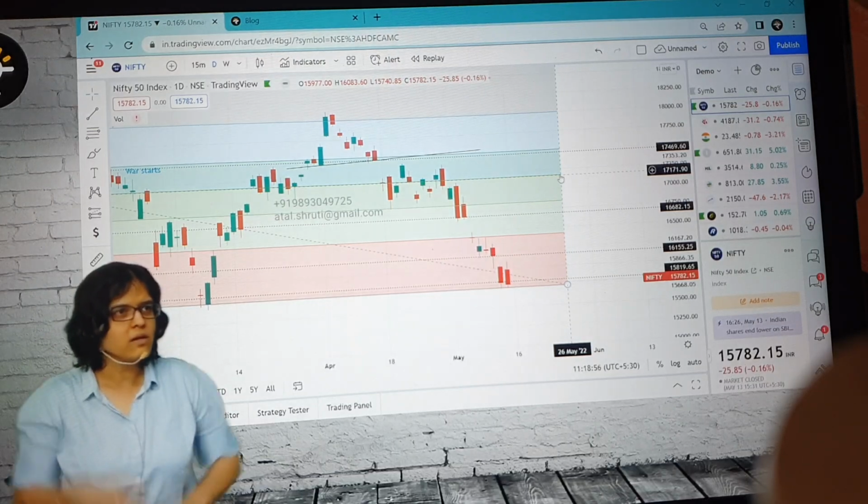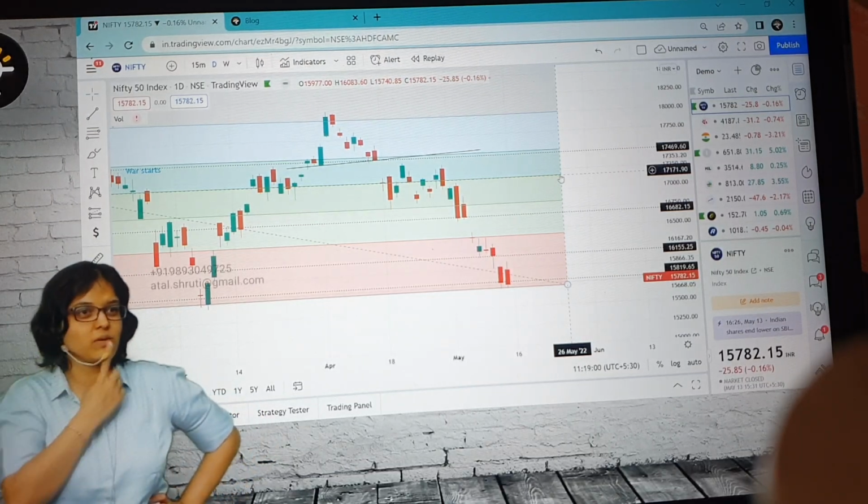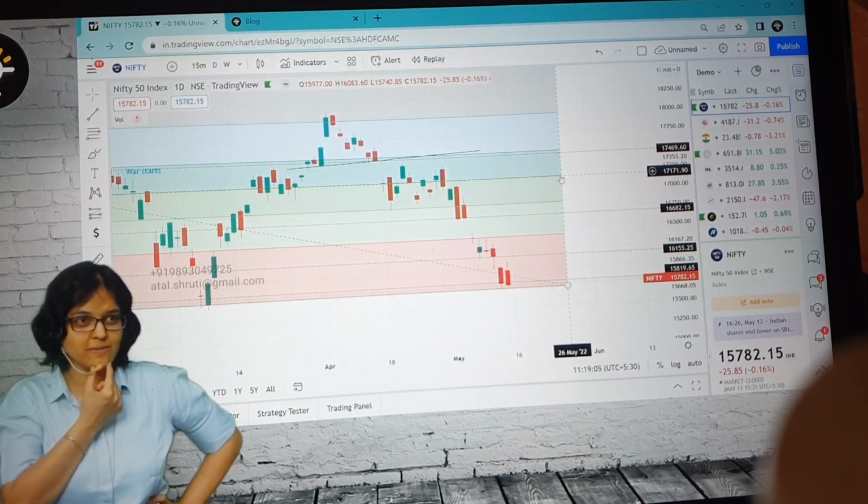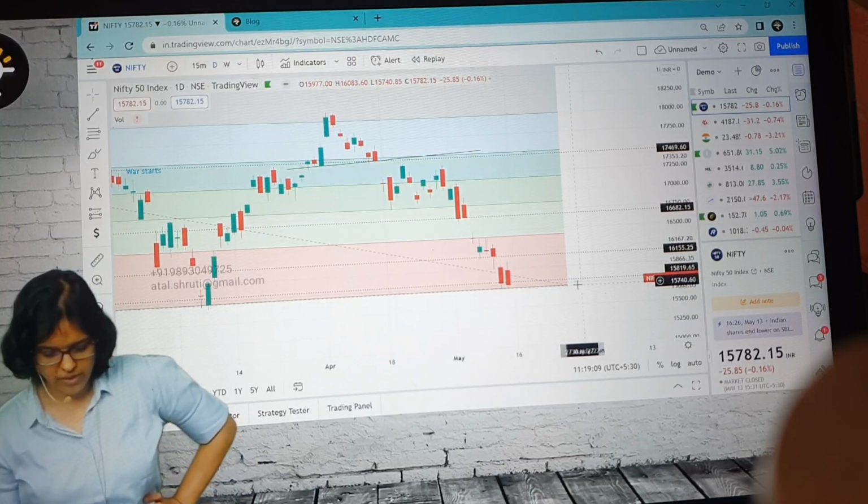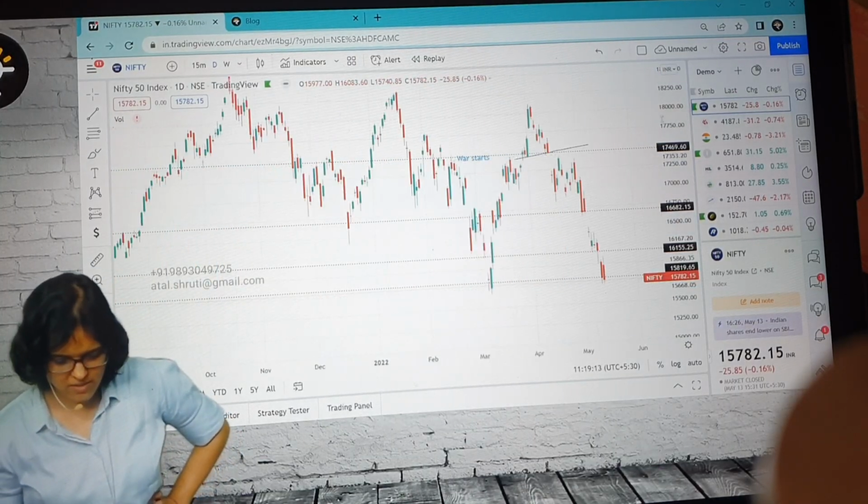Is this clear? Yes. But now the problem is, if we goof up while drawing the Fibonacci, then what? If we have no confidence while drawing the Fibonacci, then what? Correct? So for that we have pivot points. But before moving on to the pivot points, one last point I would want to make.